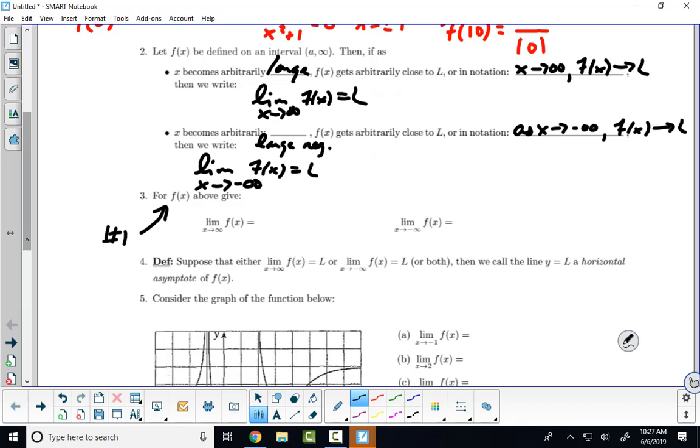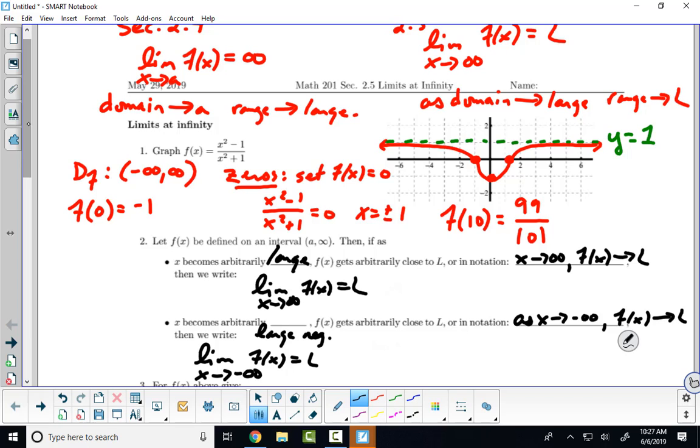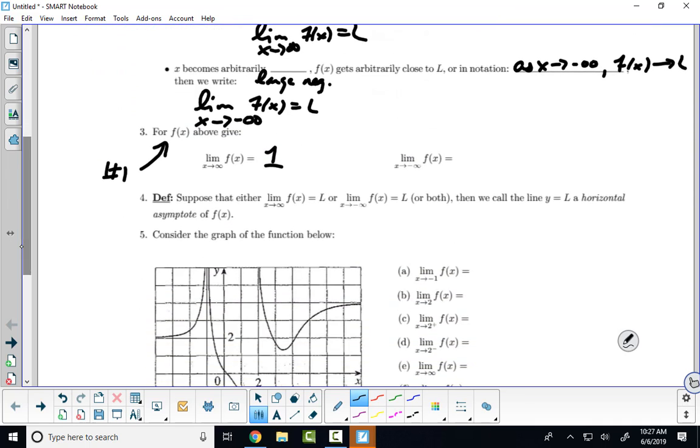Yeah, we'd say as x goes far to the right, as the domain values get large, what do the y values get close to? What do the range values get close to? And we see, as we go further and further to the right on this graph, the y values are getting closer and closer to 1. So how do we encapsulate that with limit notation?